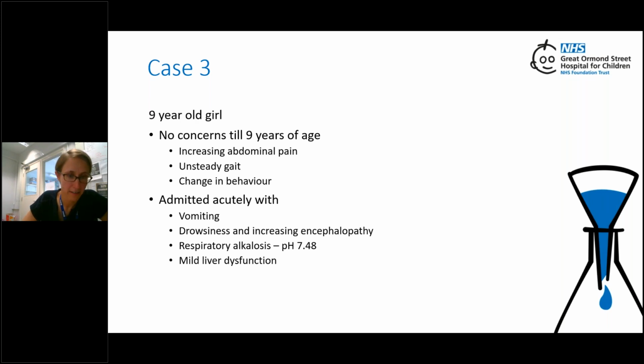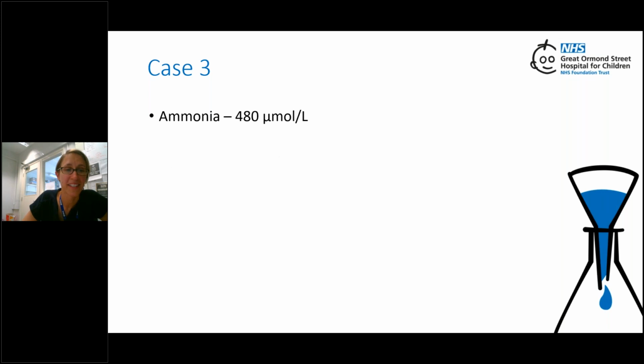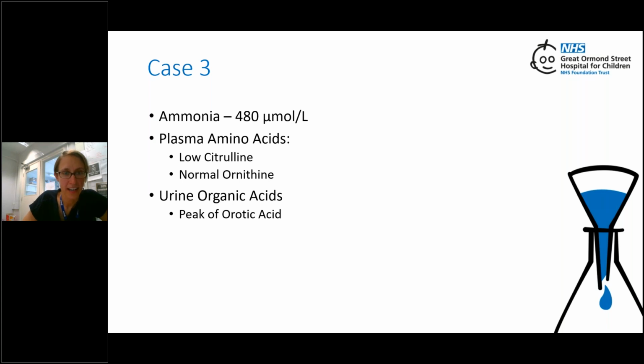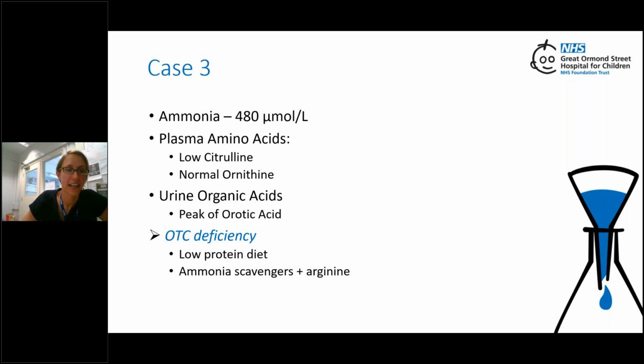So alarm bells here already ring. So an ammonia was obviously done, and her ammonia was 480. And we obviously did her plasma amino acids, and she had a low citrulline, a normal ornithine, but in the urine organic acid, she had a peak of orotic acid. So this is just repeating the biochemistry of the first case we've already heard. So this is the typical pattern of OTC deficiency. And she was again started on a low protein diet, ammonia scavengers and arginine.